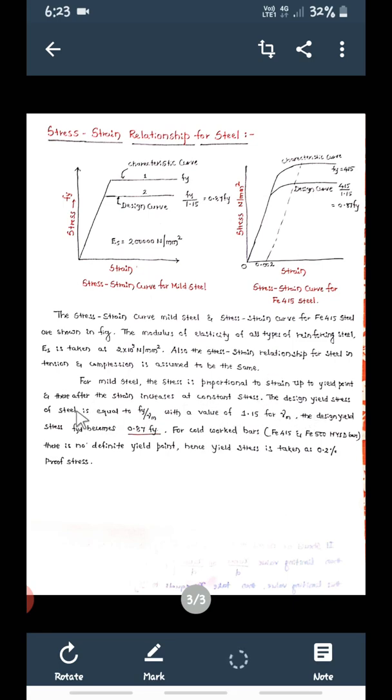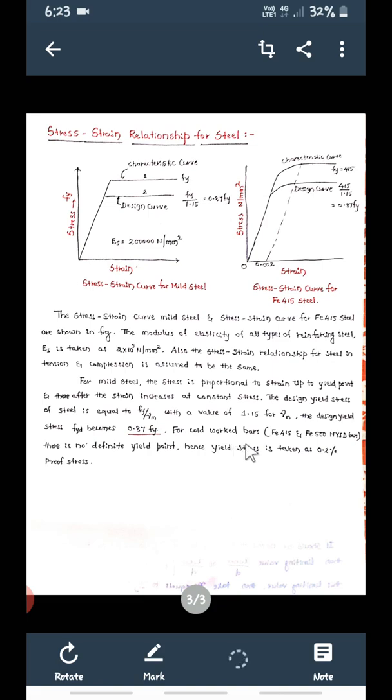The design yield stress of steel is equal to Fy upon gamma m. See, the characteristic strength of steel divided by the partial safety factor, Fy upon gamma m, with a value of 1.15. This partial safety factor is 1.15 for gamma m. The design yield stress becomes 0.87 Fy. So this is the final stress in the steel bar. At the time of failure, the final stress in the steel bar is 0.87 Fy.